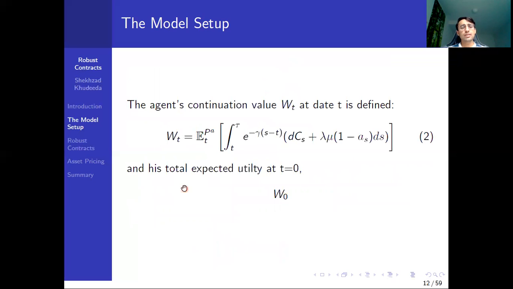Yes. And now we define the agent continuation value W_t at time t. It's defined as the expected utility under the probability measure P^A, the integral from time t to tau of the exponential of minus the future discounted cash flow of the agent, and the dynamics of the fixed contract plus the private benefits. And also the expected utility at time 0, which can be defined as W_0.